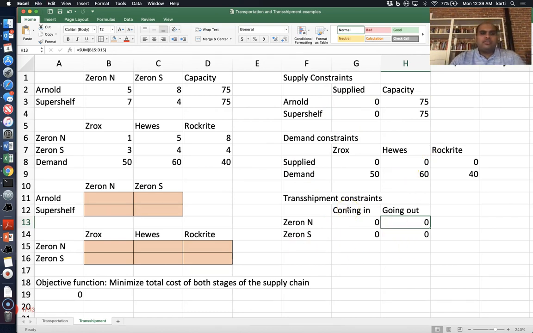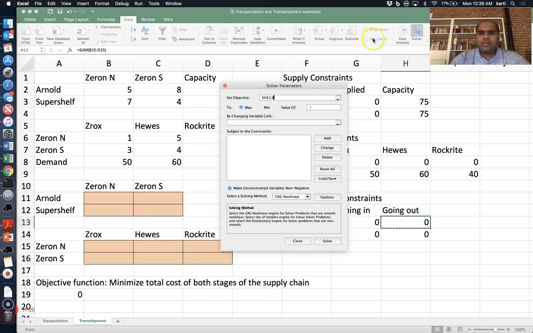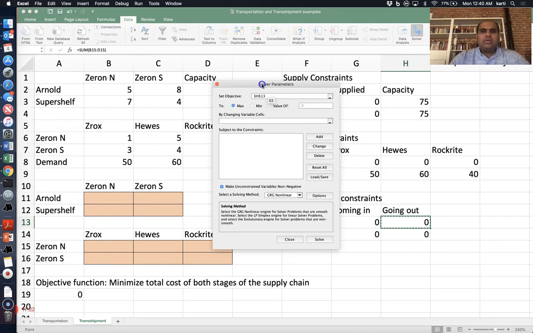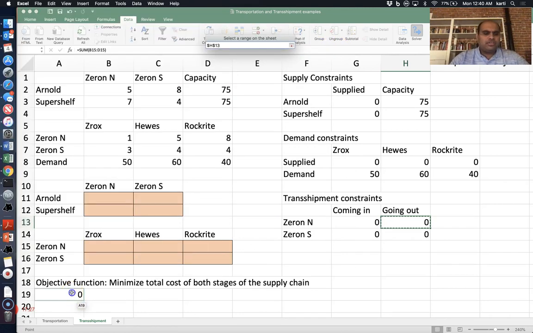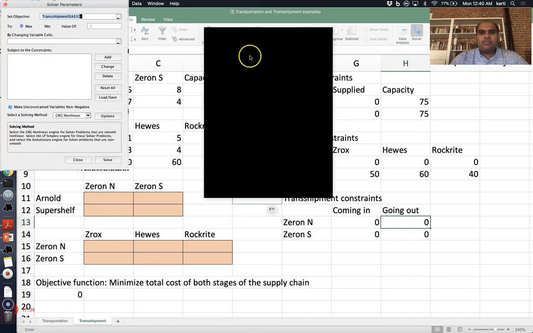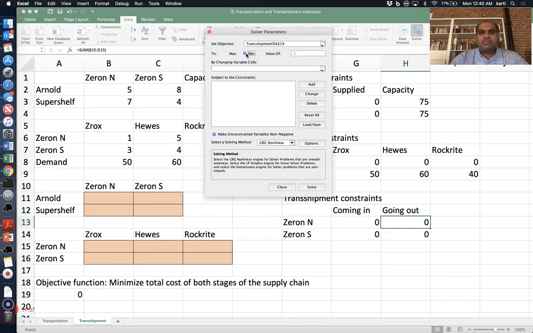Now that I have all of this set up, I can solve this using the solver. So I'm going to go to data and solver. Again, the objective function is here. This is where my objective function is. This is the sum of the two sum product functions. I'm going to minimize the cost of transshipment. It's not maximizing, obviously. And of course, I'm going to change the GRG nonlinear to simplex LP.